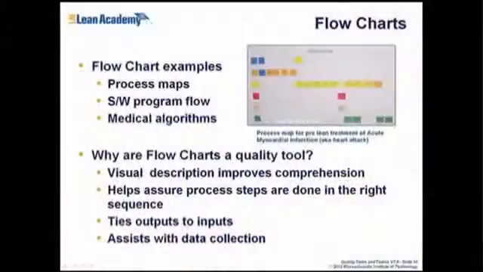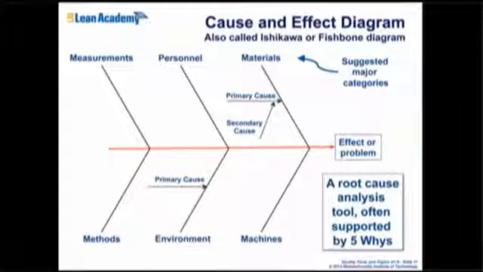It also helps to tie our outputs to the inputs of different steps in the flow chart, and it can also assist us with data collection by helping us understand where in the process flow we need to collect and add data. The second basic quality tool are cause and effect diagrams. These are also called fishbone diagrams or Ishikawa diagrams after the gentleman, Mr. Ishikawa, who invented these. And they look a lot like a fishbone, and it's a tool for root cause analysis, and it's often supported by using the 5 whys exercise.